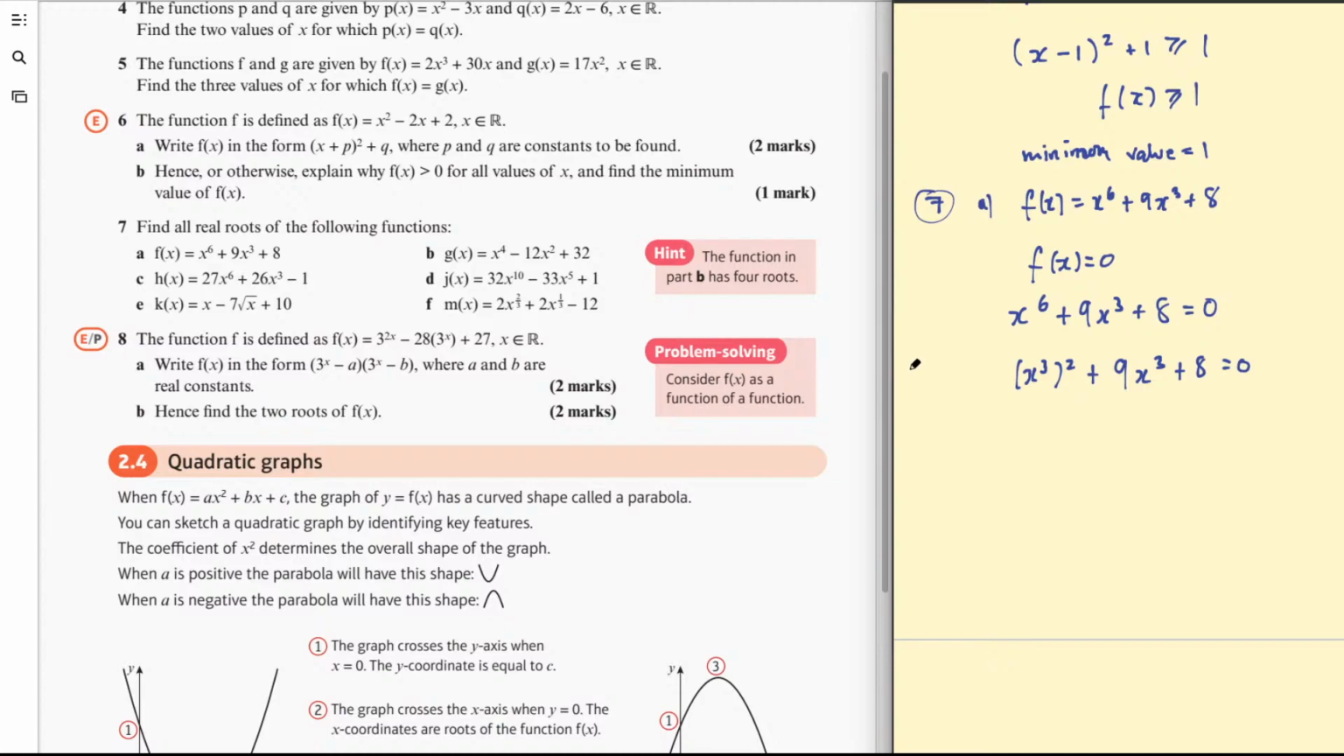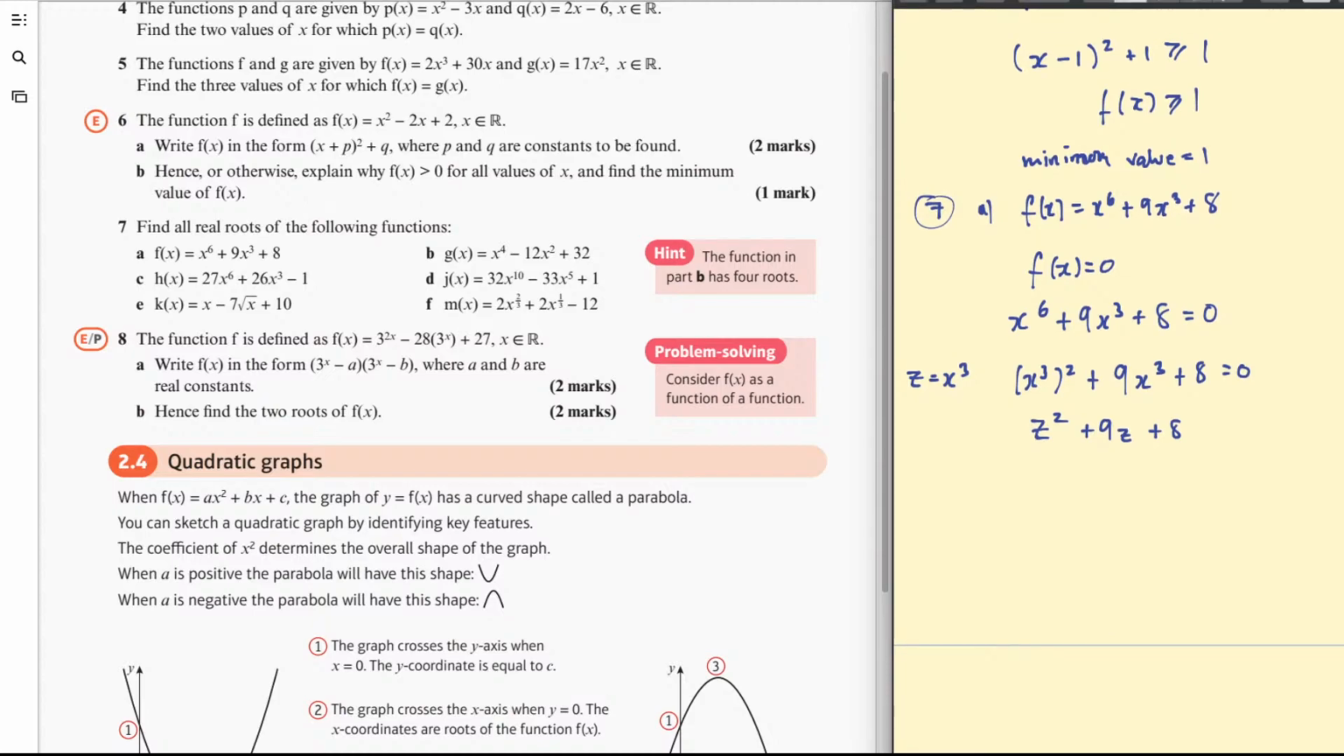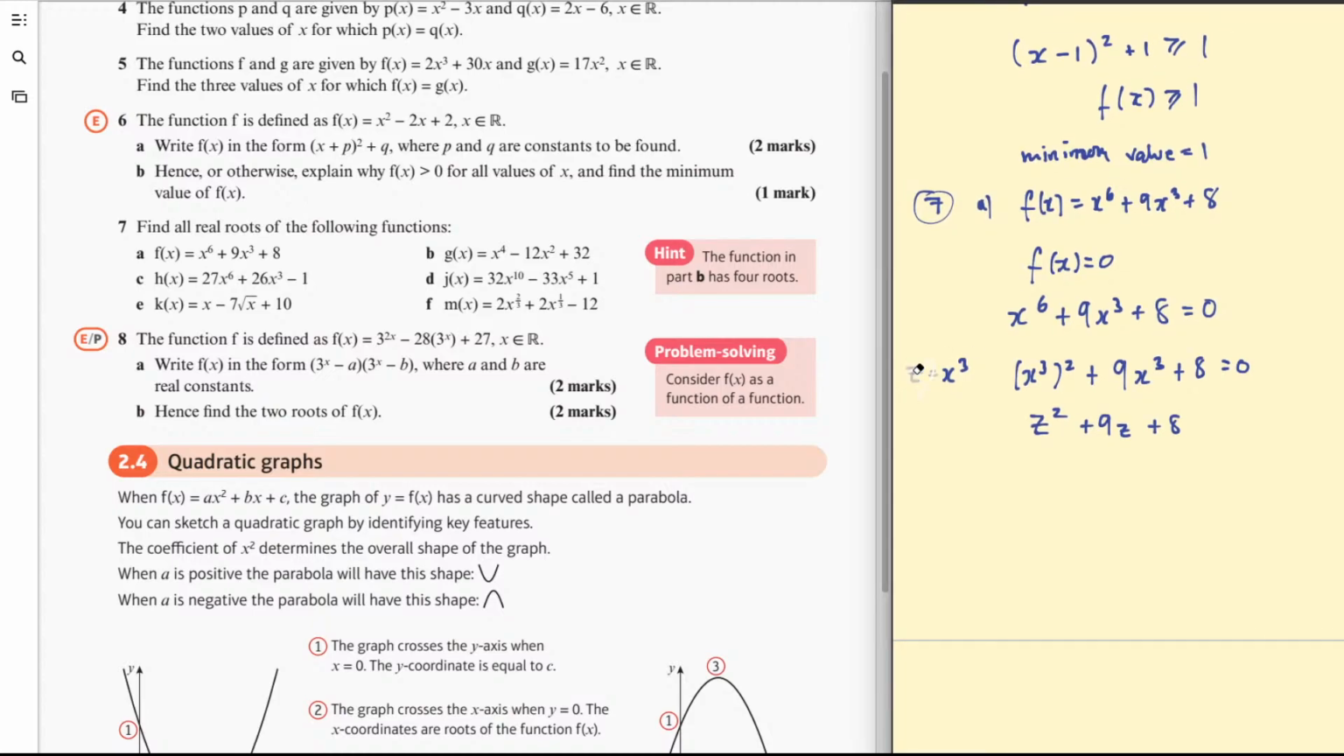You can also replace x cubed with another variable if you find that easier. So you could say z equals x cubed, and then you can write this as z squared plus 9z plus 8, and then you can see it looks like a quadratic, but you don't have to do that if you don't want to. For me, I consider it extra work, but if you find that easier, absolutely go ahead.